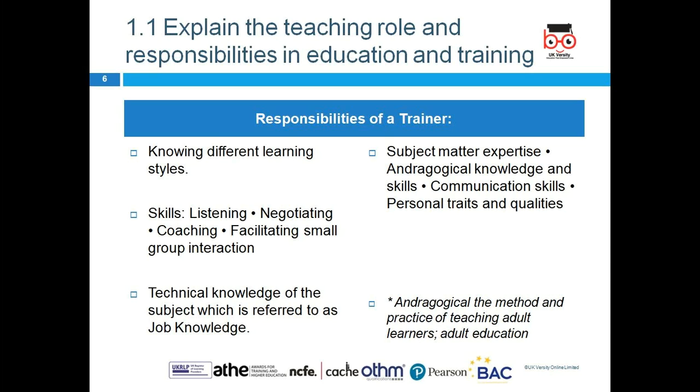They'll have their knowledge, their subject matter, they'll be experts in that. They'll have andragogical knowledge and skills as well, good communication skills, and good personal traits. When I faced a transition from TA to starting to go into my journey for teaching, there was a lot of terminology I wasn't aware of, so I've tried to pick things out. Andragogical is just a fancy word for saying how you practice and how you teach. It's nothing scientific. It's just a fancy word to show what your method of practice is.